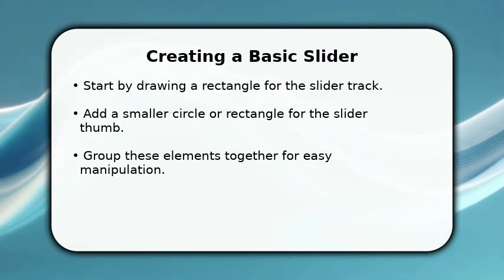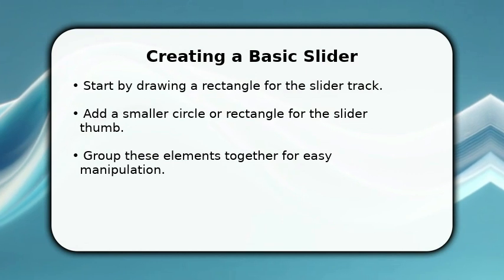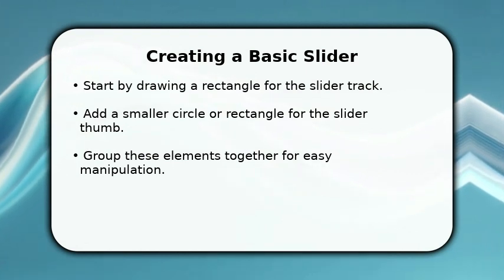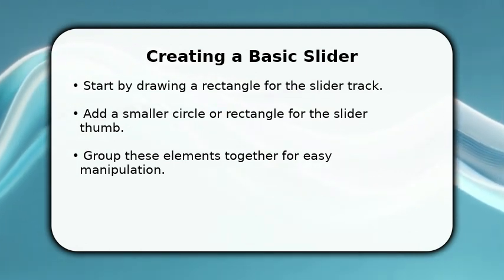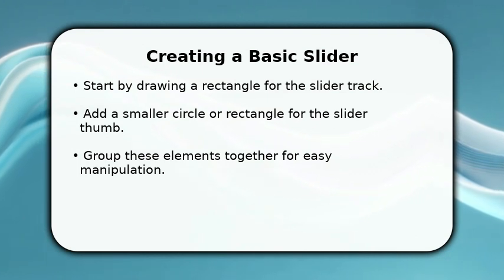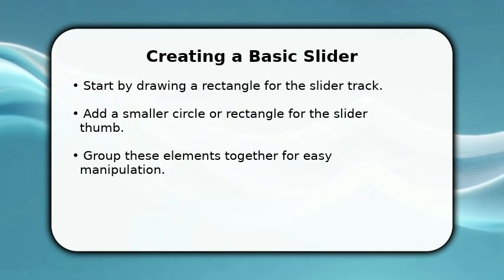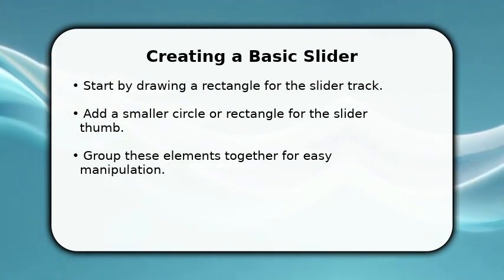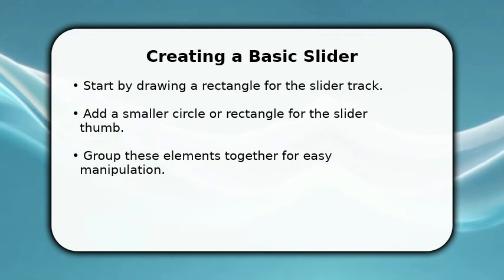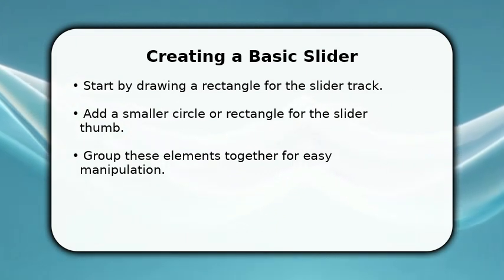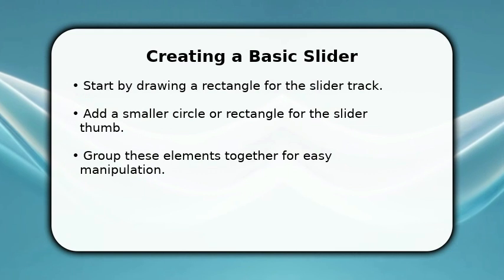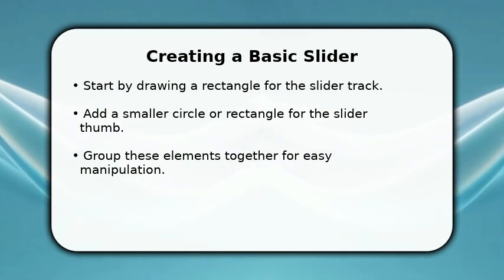First, open Adobe XD and create a new artboard. Begin by drawing a long, thin rectangle to serve as your slider track. Next, add a small circle or square shape to act as the slider's movable thumb. Position this thumb at one end of your track. Finally, select both the track and the thumb, then group them together. This grouping makes it much easier to manage your slider components as you build out its functionality.